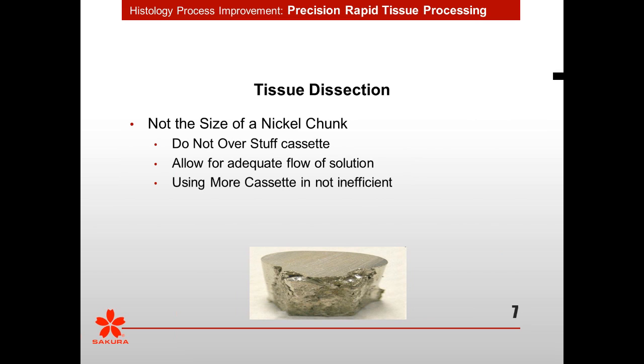And again, if you talk to a lot of your PAs and pathologists, as you see the picture on there, that's their idea of a piece of nickel. It's not a chunk of nickel. We don't want to overstuff cassettes, whether you're doing conventional or rapid processing, and it's very critical for rapid processing. And you want to allow for adequate flow of your solutions through and around your tissue, and it's okay sometimes to use more cassettes. It's not inefficient.